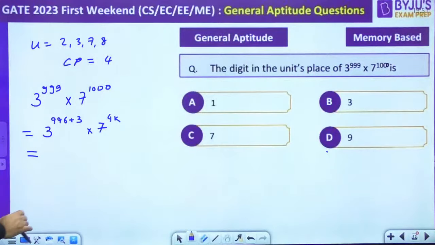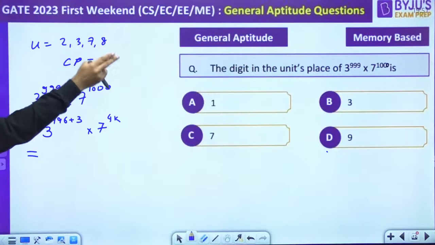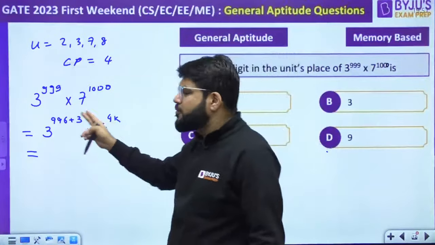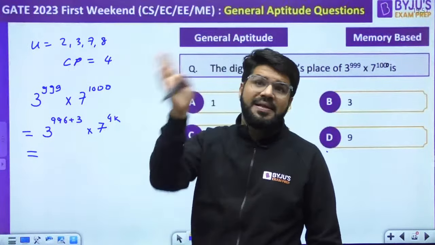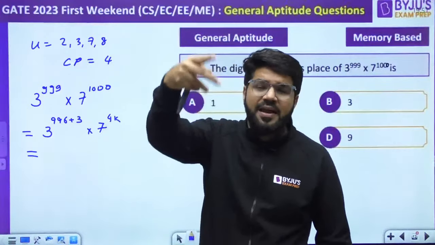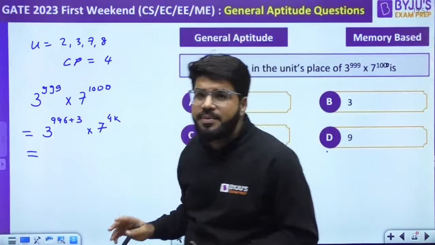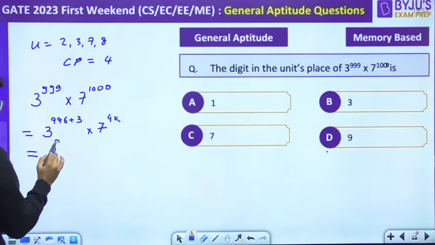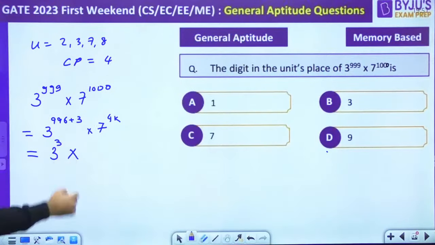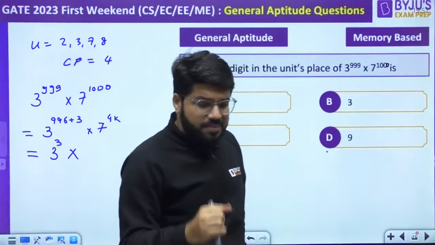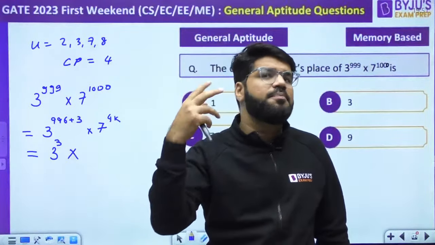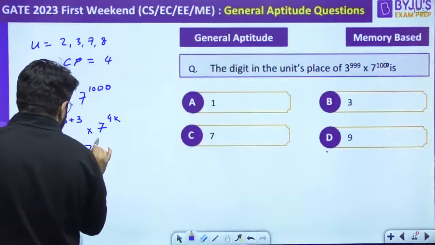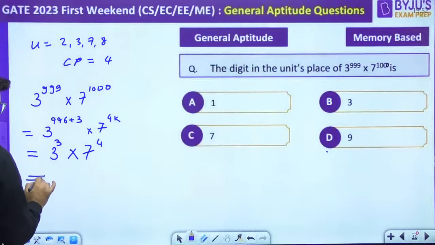Because there is a cyclicity of 4, whatever the answer for 3 power 3, the same should be the answer for 3 power 3 plus 4, plus 8, plus 12. You keep on going 4 steps ahead, the answer will be the same, right? So for 3 power 3 plus any multiple of 4, the answer will be that of 3 power 3. Then 7 power 4k is a perfect multiple of 4, meaning 7 power 4, 7 power 8, 7 power 12 will all have the same answer. So try the lowest one. What is the lowest one? 7 power 4.